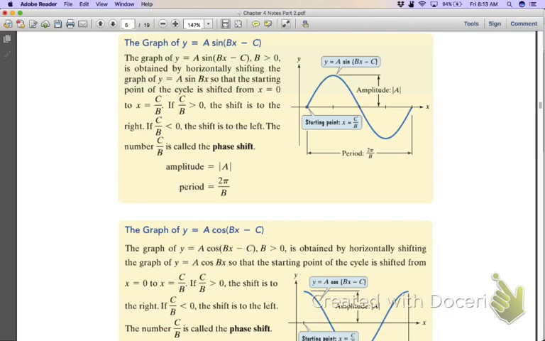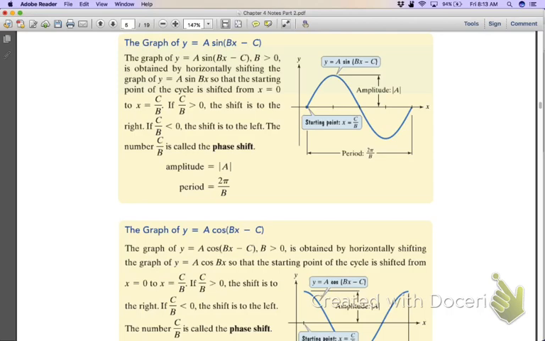So the first day we just worried about the amplitude and basically vertically stretched it. Yesterday we continued to vertically stretch it, and then we changed the period length, so essentially horizontally stretching it and shrinking it. Whereas now the last thing that we're going to do is horizontally or phase shift it.